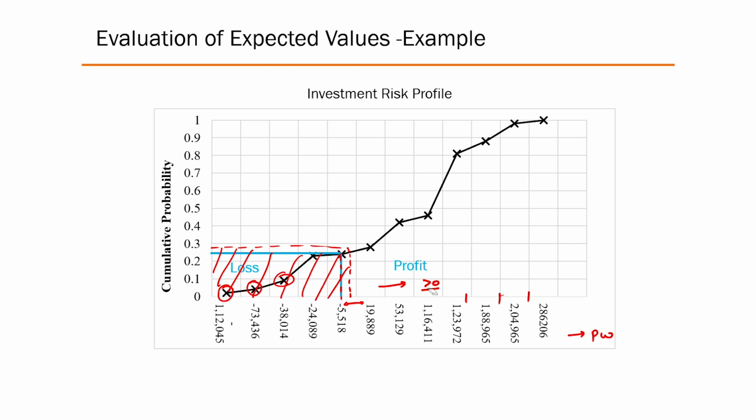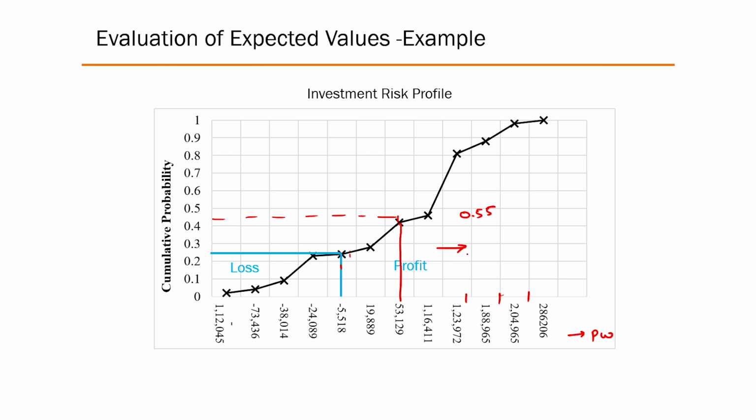Right? You could also do some different analysis. You could simply ask, what are the chances that my investment will generate at least 50,000 rupees. Again, you drop the line there. It gives an idea that there is about a 55% chance that you will gain at least 50,000 in this particular investment.